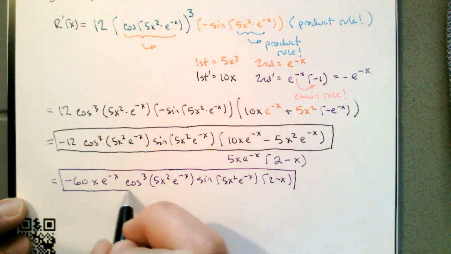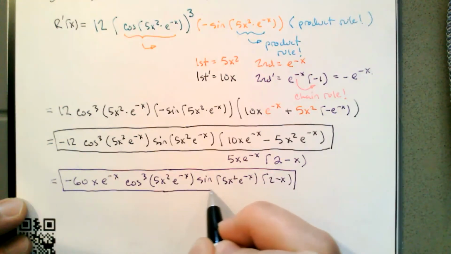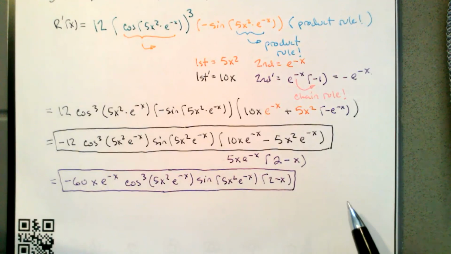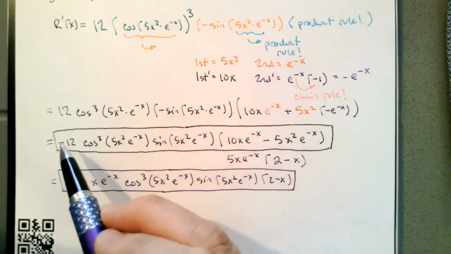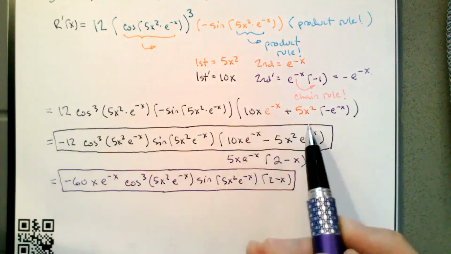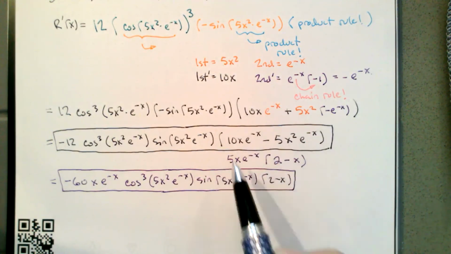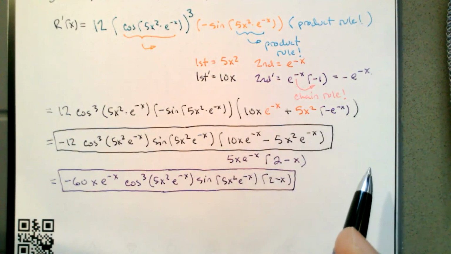I wouldn't require that you factor this last piece out because the previous one has a reasonable amount of cleanup with the negative being multiplied and this negative being multiplied. And so this would be kind of an excessive amount of cleanup.